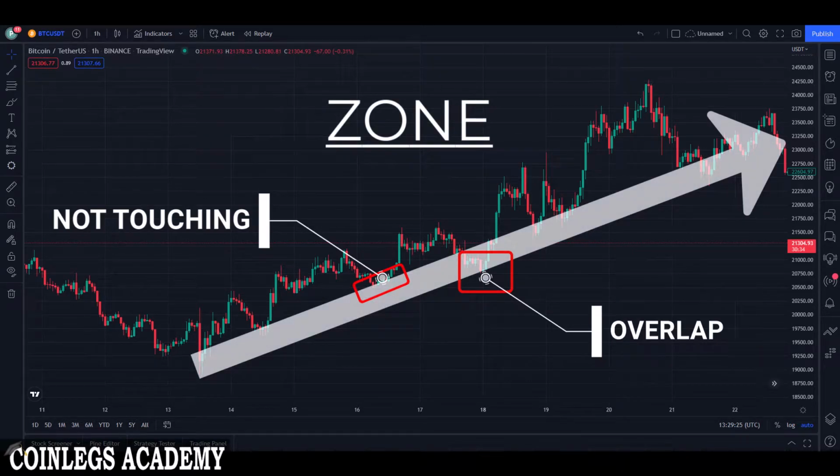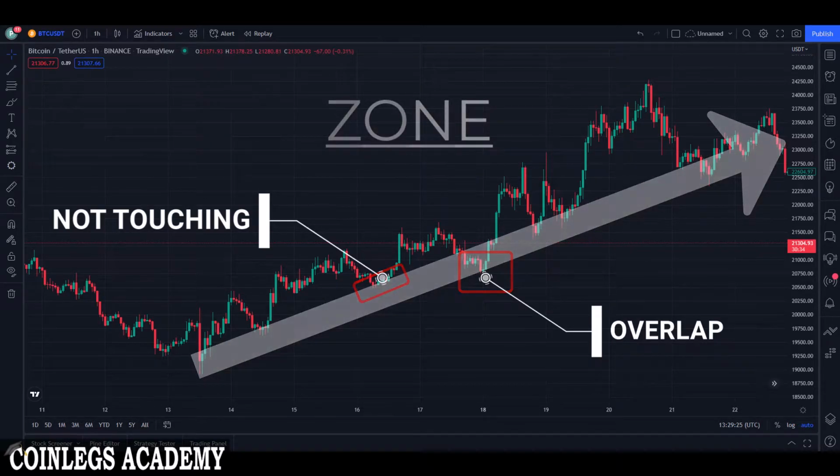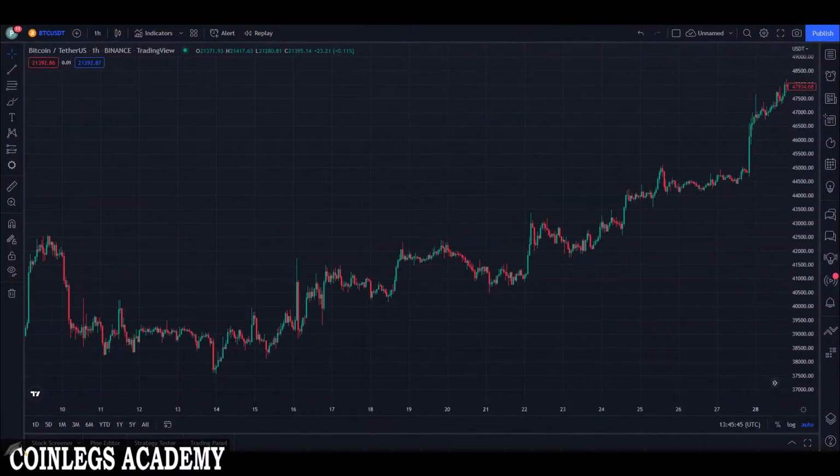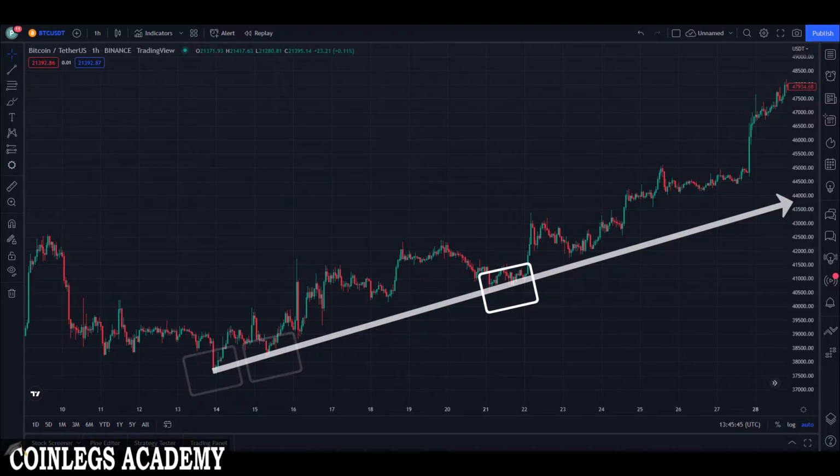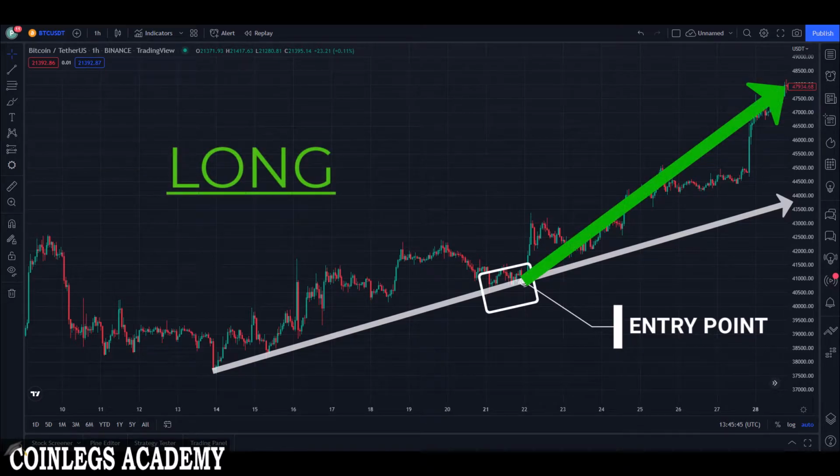Now let's look at how we can use trend line touches on the examples. As you will see, we have an uptrend with multiple touches. For our entry point, if we use these trend line touches, here we can take a long position. As you can see, it's a successful trade, but you shouldn't take your position immediately like this.